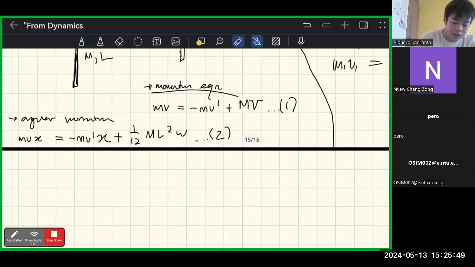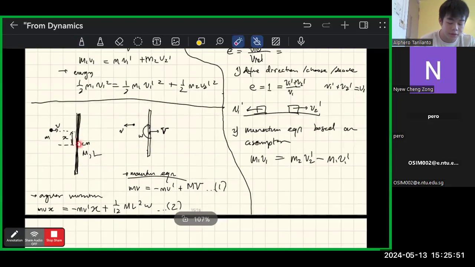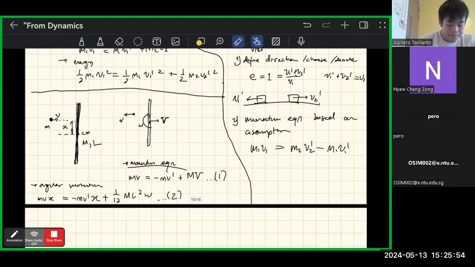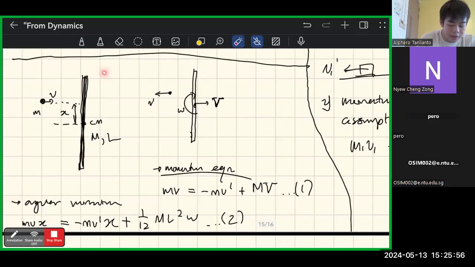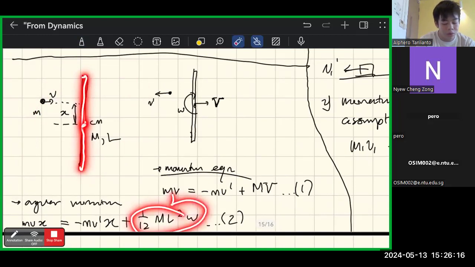Notice that I use the center of mass here as a reference point, because there is no external force at all. There's no external moments at all. Thus, we can just choose any points for the angular momentum. But why do I choose the center of mass? Because we know that the moment of inertia with respect to the center of mass is 1/12 of ml squared.